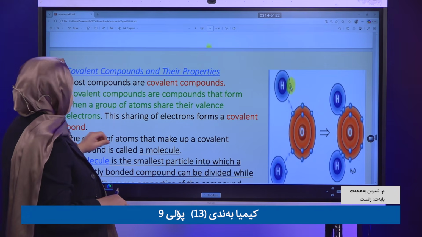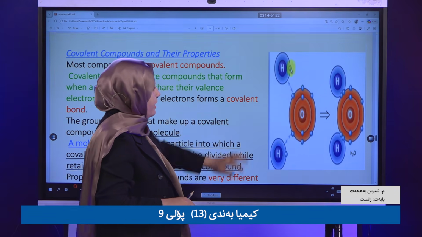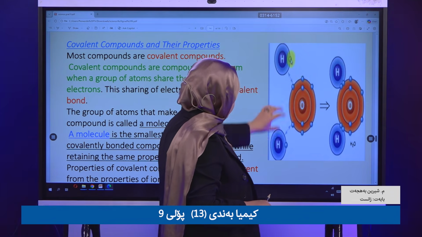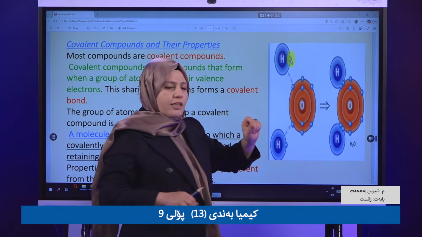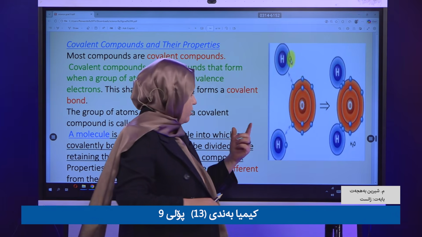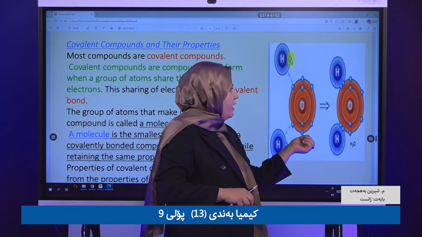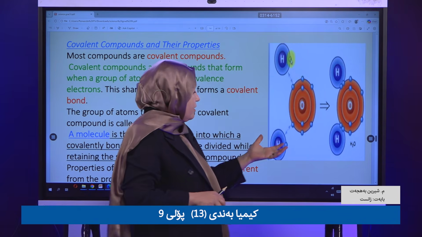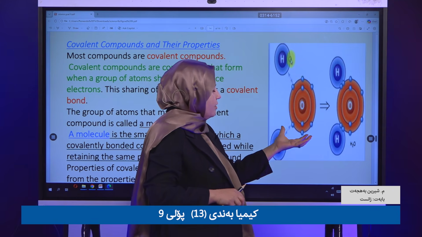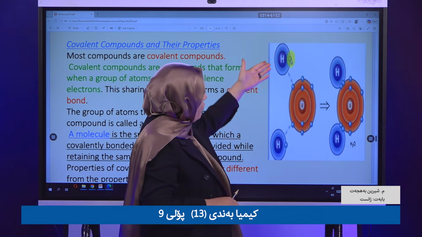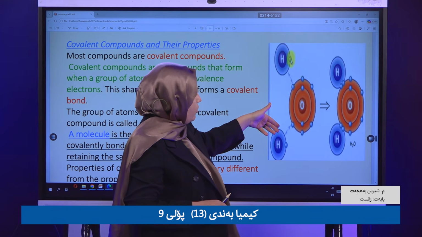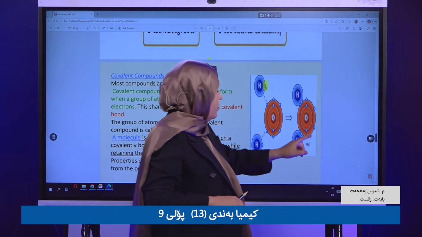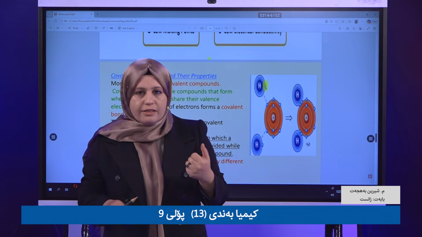Covalent compounds and their properties. Look at here. What is it? It is hydrogen. We have two hydrogen. Hydrogen has how many valence electrons? Only one valence electron. Okay? What about oxygen? How many valence electrons? It has 6 valence electrons. So is it full or not? Of course, the oxygen is not full. What happened? They share the valence electrons. They don't give or gain, okay?